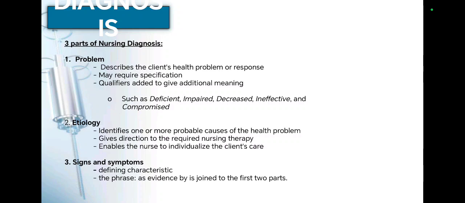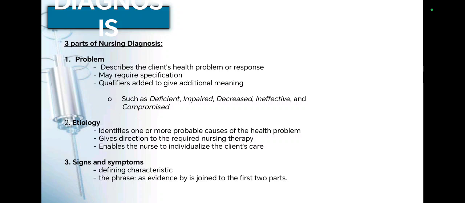Example, acute pain. Why did the patient experience acute pain related to surgical incision? Because the patient had undergone surgery. So, related to surgical incision. That is the etiology or the cause of the problem. So, etiology identifies one or more probable causes of the health problem. It gives direction to the required nursing therapy and enables the nurse to individualize the client's care.